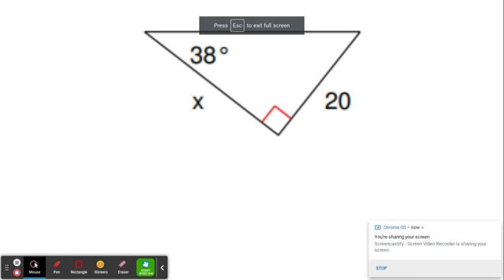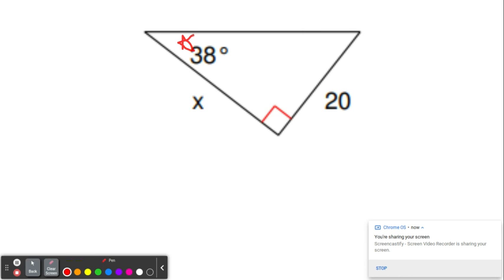We got to solve for x. So the given angle that we have here is 38 degrees, so I'm going to put a star right there. I start by labeling my triangle. I know that I have one side and one angle.